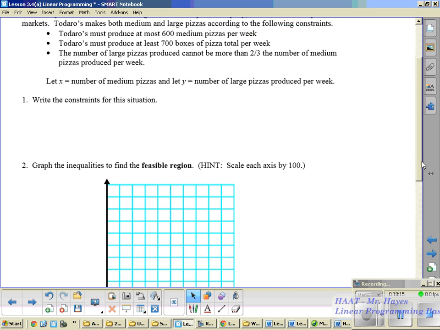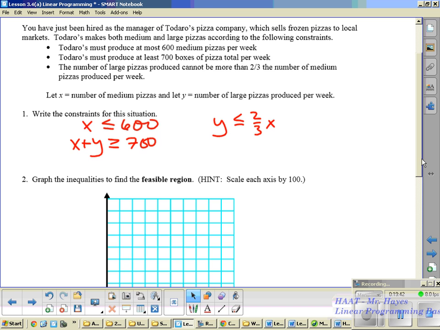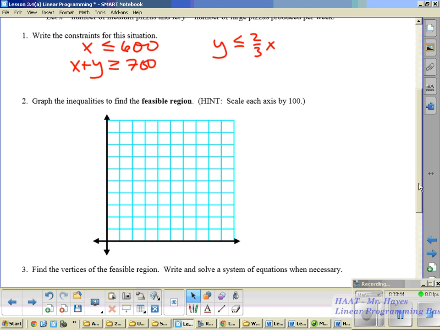So your constraint should look like this. X is the number of medium pizzas. So X must produce at most 600, so you can't go bigger than that. And you must make at least 700 pizzas a week. So that means this can be greater than, or equal to. And the number of large pizzas produced cannot be more than 2/3 of the medium. Now take a shot, double check your work, and graph that. So pause it for a second and come on back and check your graphs.